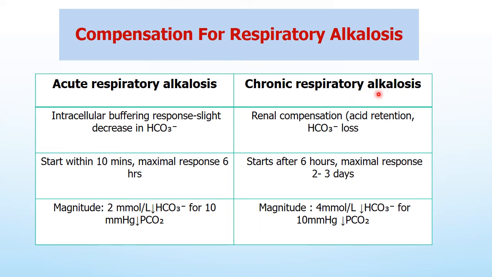In chronic respiratory alkalosis, it is mainly via the renal compensation. There is acid retention and bicarbonate loss. It starts after 6 hours and the maximal response is reached in 2 to 3 days. For every 10 mm of Hg of decrease in PCO2, there is a decrease of bicarbonate by 4 millimole per liter.